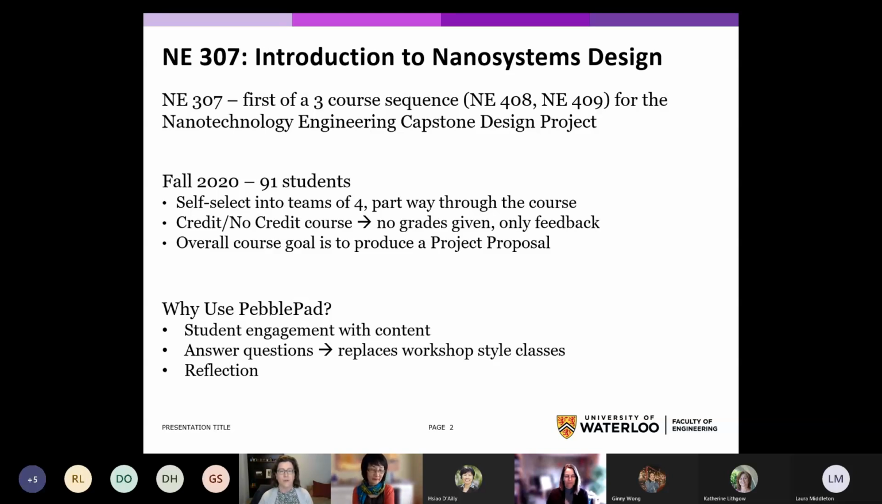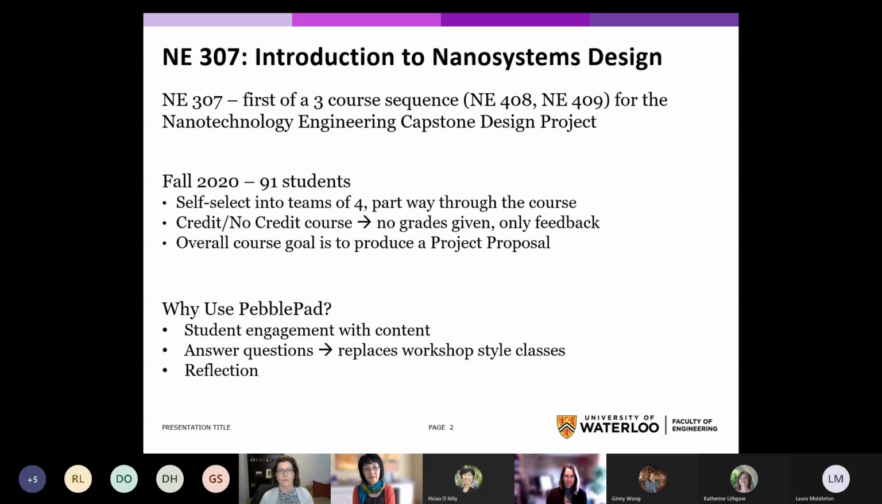So in my class in fall 2020, I had 91 students, which is pretty typical. The course starts out where they're obviously individual students and they do form teams. We try to direct them to form teams of 4, and this occurs about a month, 5 weeks into the course. This is a little bit of a different course because it is credit, no credit. There aren't any grades associated. And really, I think of myself as the instructor as more of a support person for them.